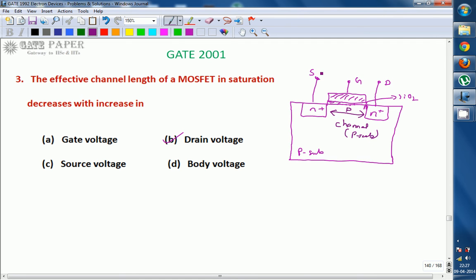Let us assume you are applying a drain to source voltage, some VDS. Whenever VDS is applied like this, we expect some current to flow from drain to source, and the same current has to flow through the source. So IS is equal to ID. Drain current and source current are always the same, but how much current flows? Since the channel region consists of p-type material, the current flowing is treated as 0.